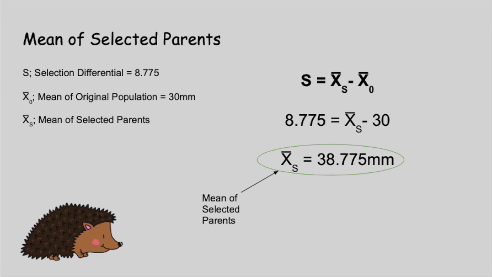This allowed me to figure out the mean of my selected parents using the formula S equals x sub s minus x sub 0. So the mean of my selected parents was 38.775 millimeters. These parents with long spines were then bred to give offspring.